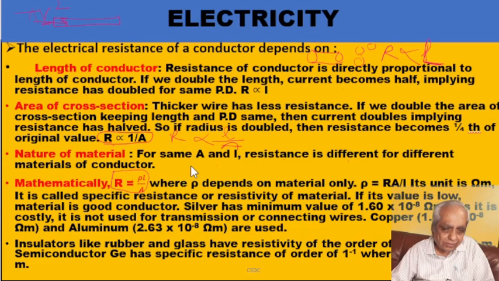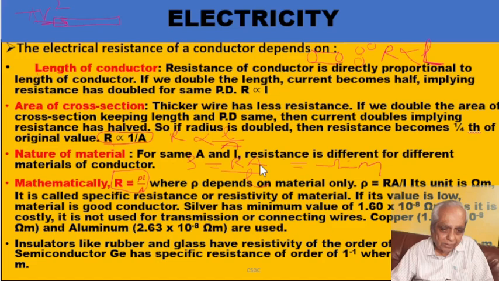Isn't it? From this you get rho equal to RA upon L. R is in ohm, area is in meter square, and L is in meter. So meter square upon meter will give me meter. So I will get this as ohm meter. Therefore, the specific resistance unit is ohm meter.